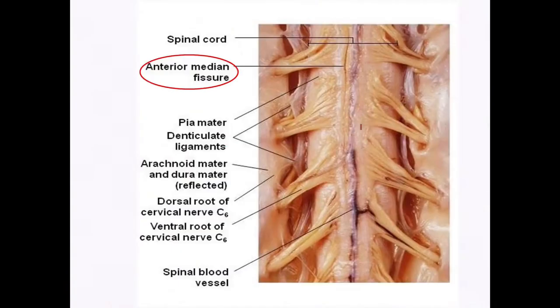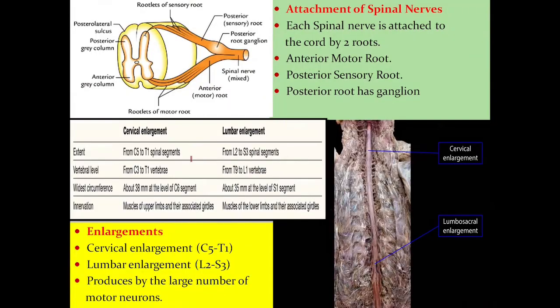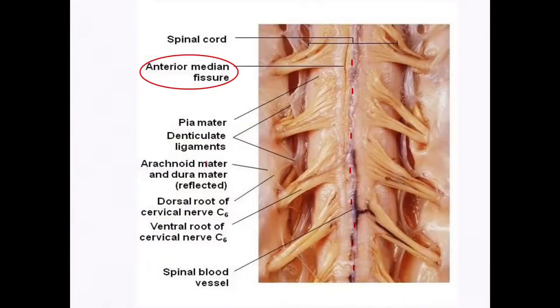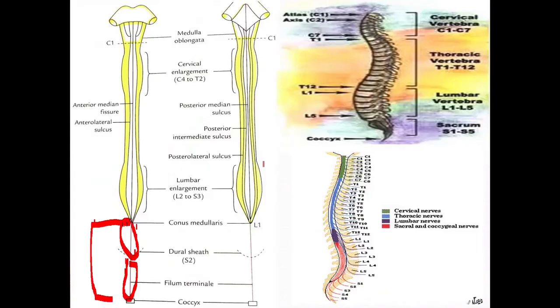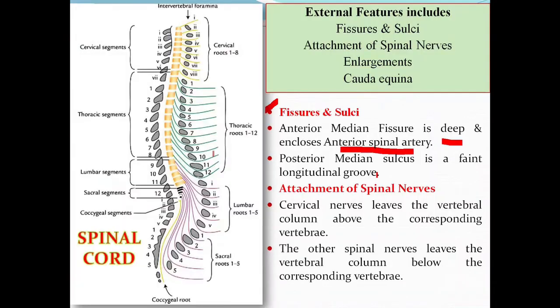So as discussed in the previous slide, in the anterior median fissure you could identify very clearly the blood vessel which supplies the spinal cord, that is the anterior spinal artery, passing through. Likewise, we could see the enlargements as discussed, cervical enlargement and lumbar enlargement. In this photograph, you could identify the cervical enlargement and the lumbar enlargement.